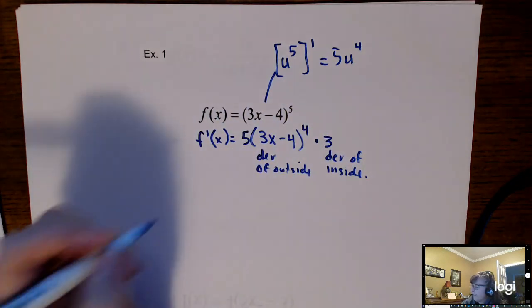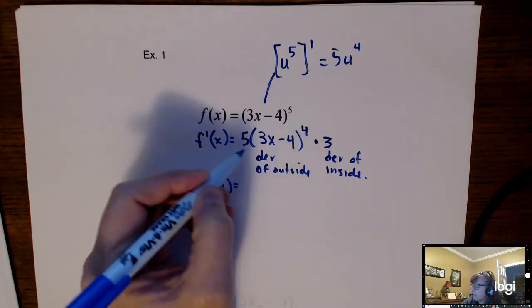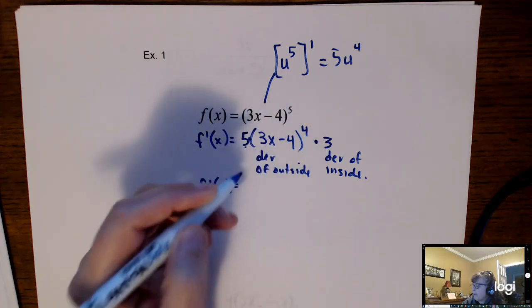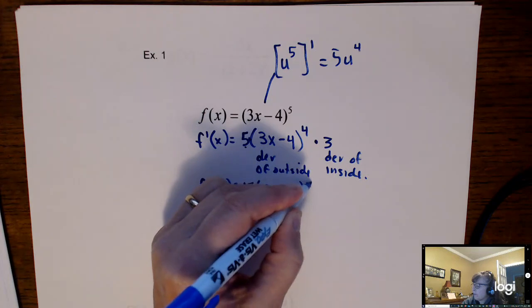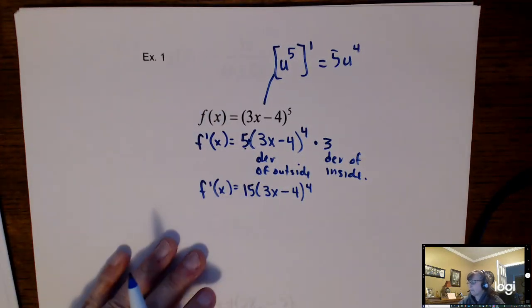And you can leave it unsimplified, or since this is pretty easy and multiplication is commutative, you can go ahead and multiply 5 times 3 and get 15, times 3x minus 4 to the 4th. So that is the chain rule there. All right, let's keep going.